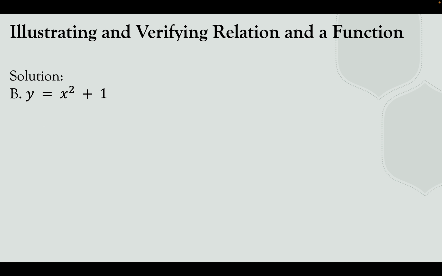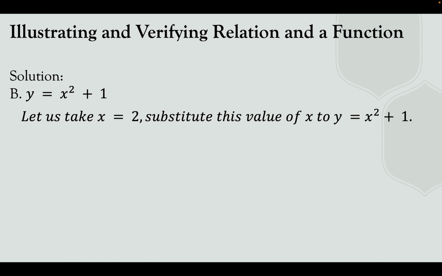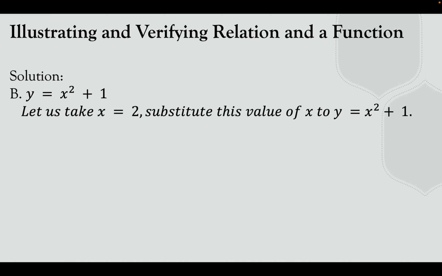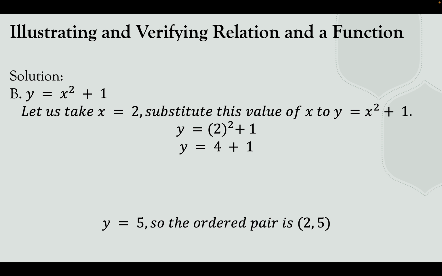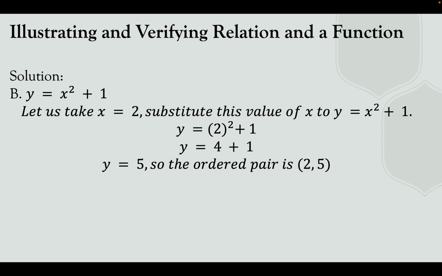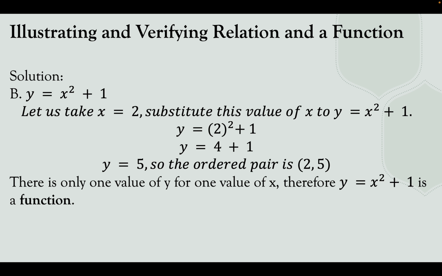Next, we have y equals x squared plus 1. So let us take x equals 2. Substitute this value of x to y equals x squared plus 1. So we have y equals 2 squared plus 1. 2 squared is 4, plus 1. So we have y equals 5. So the ordered pair is, if your x is 2, your y is 5. There is only one value of y for one value of x. Therefore, y equals x squared plus 1 is a function.